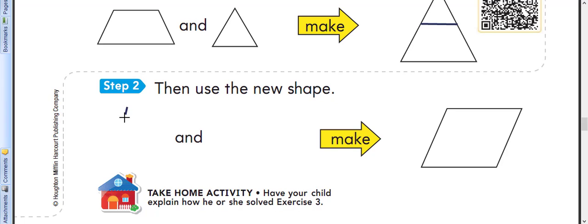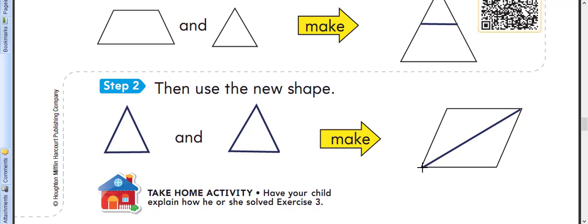This is the first triangle. Then the second one. Then I will put the 2 triangles close to each other, side by side, to make our rhombus. Like this. These are the 2 triangles that I have.